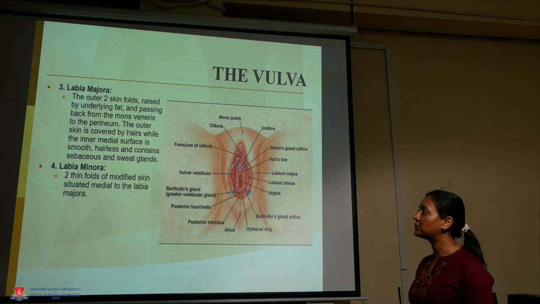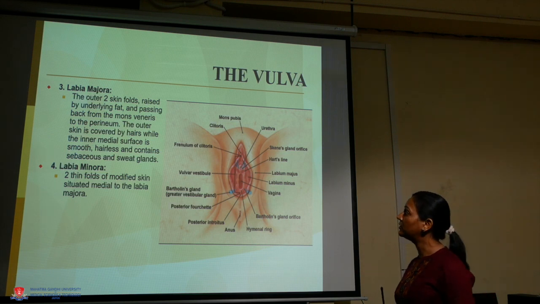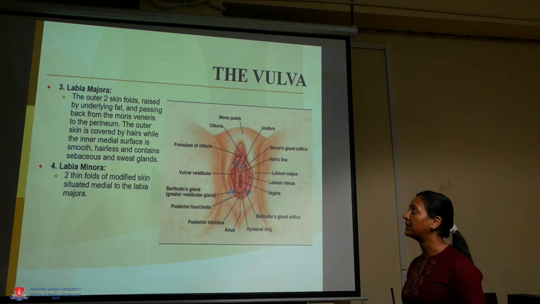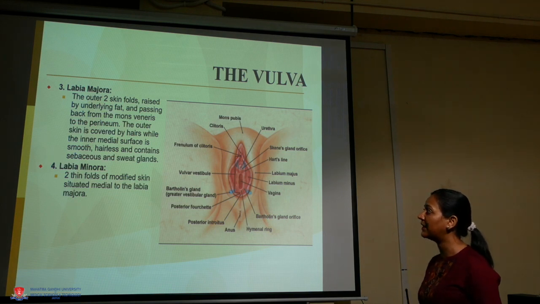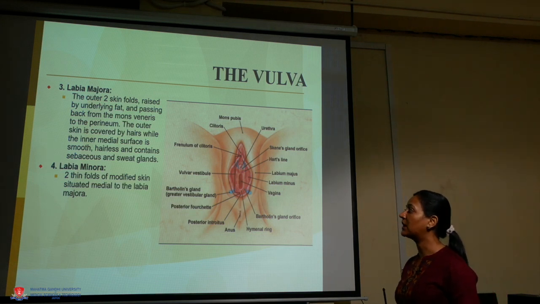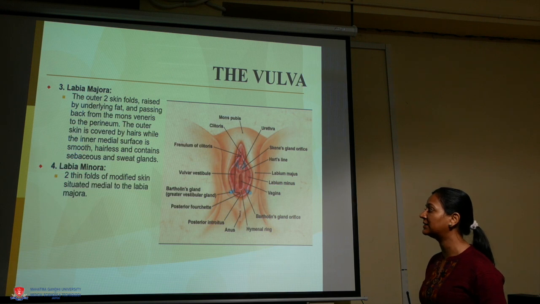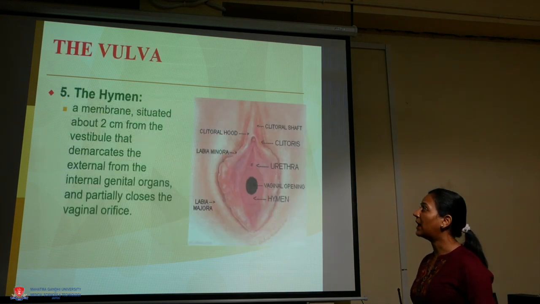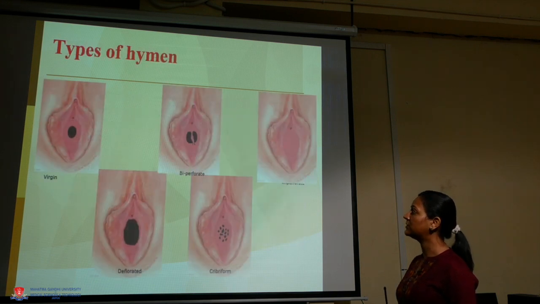Then comes labia majora, the outer two skin folds raised by underlying fat and passing back from the mons veneris to the perineum. The outer skin is covered by hairs while the inner medial surface is smooth, hairless and contains sebaceous and sweat glands. Then comes labia minora, which are again the two thin folds of modified skin situated medial to the labia majora. Then comes the hymen. It is a membrane situated about 2 cm from the vestibule that demarcates the external from the internal genitalia and partially closes the vaginal orifice.